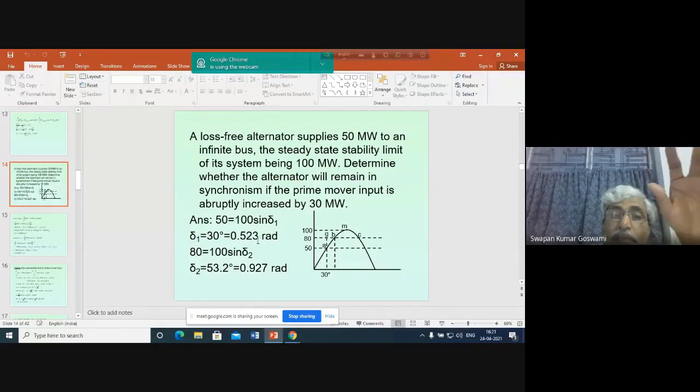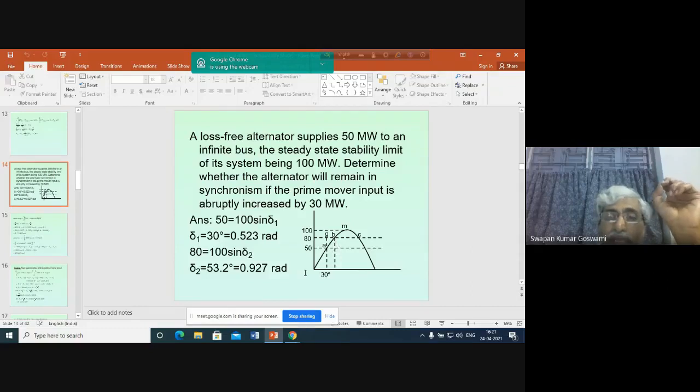Now let us see whether it is happening or not. For our case, 50 megawatt is equal to 100 peak value sine delta 1. So what is delta 1? Delta 1 is 0.523 radian or 30 degrees. So this is delta 1, the initial operating angle.